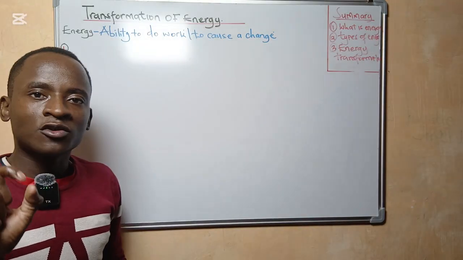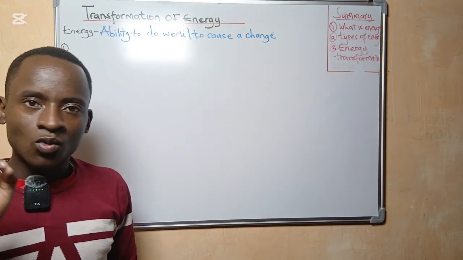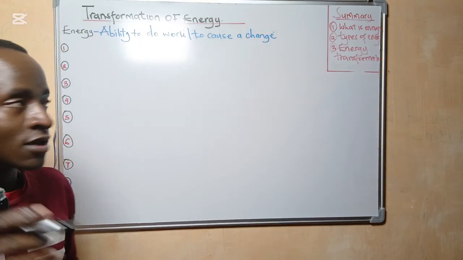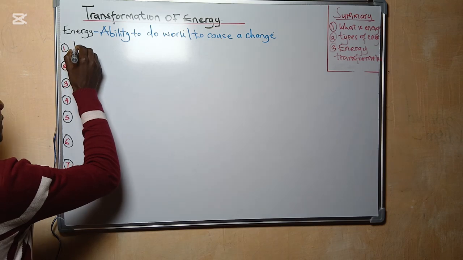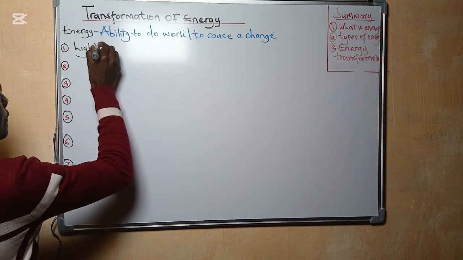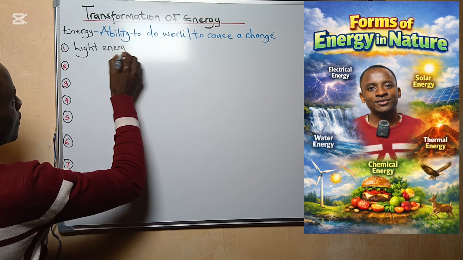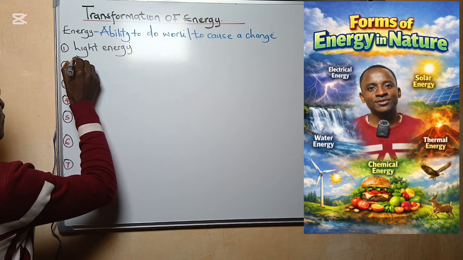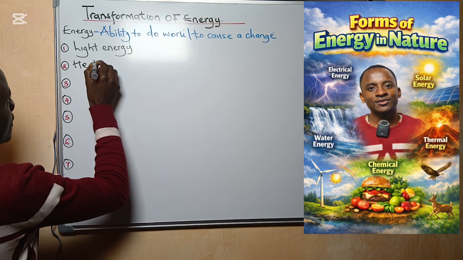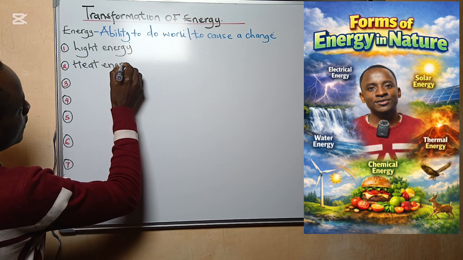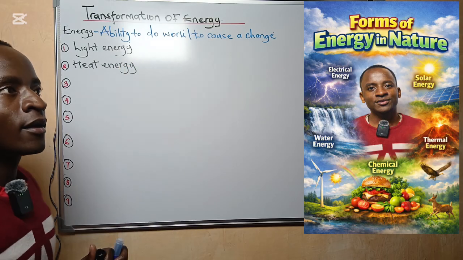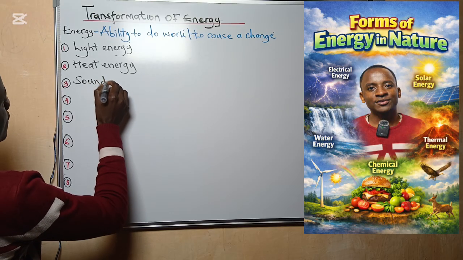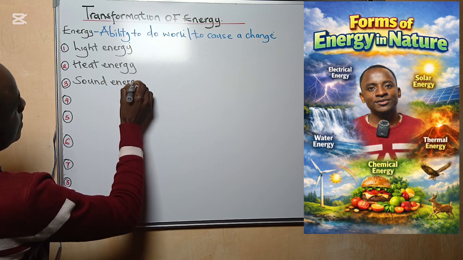Now, we have various forms of energy, and I believe I have already mentioned some of these forms. Now, let's begin with the first one. The first one is light energy. Then the second one, heat energy. Then the third one is sound energy.